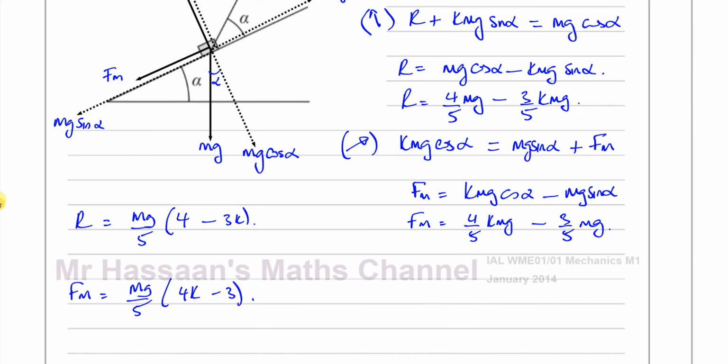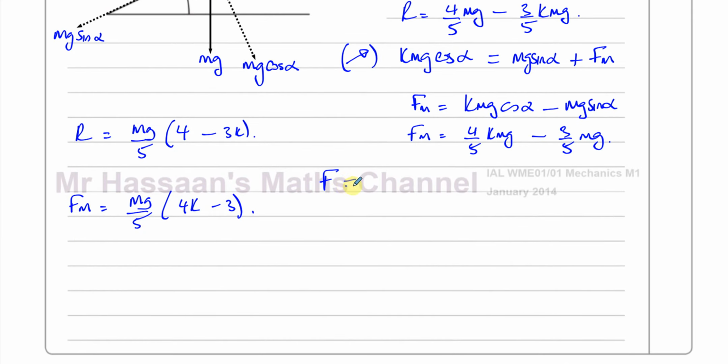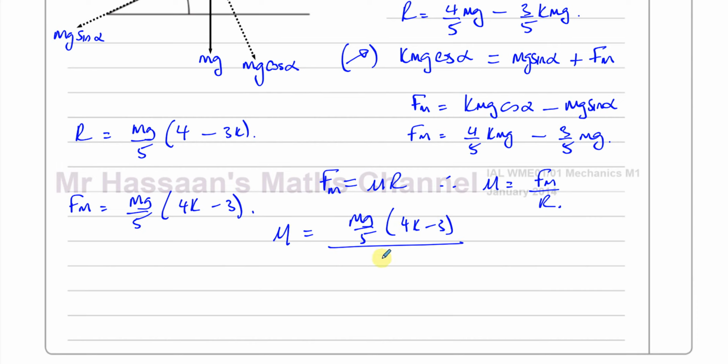Now what we know is that the maximum value of the friction is equal to mu times R. So therefore we can say mu is equal to F max divided by R. So it's going to be this divided by that. So you're going to have here mu is going to be equal to mg over 5 times 4k minus 3 divided by mg over 5 times 4 minus 3k. So those cancel out. So we got mu equals 4k minus 3 over 4 minus 3k.